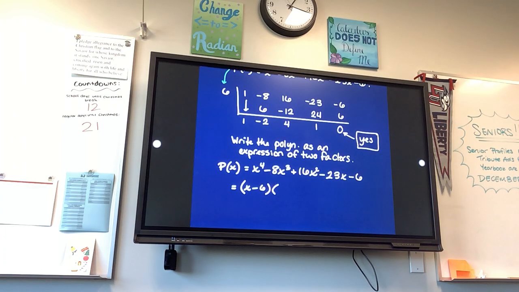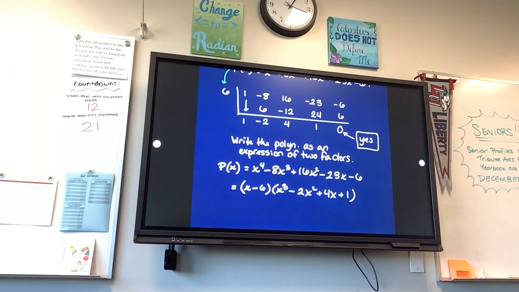So what does that term start as? 1x cubed, because we're going down 1 power. Very good. So then what's the second term? Minus 2x squared. Continue. Plus 4x. And then plus 1. Will there be a remainder on that? No. Why not?